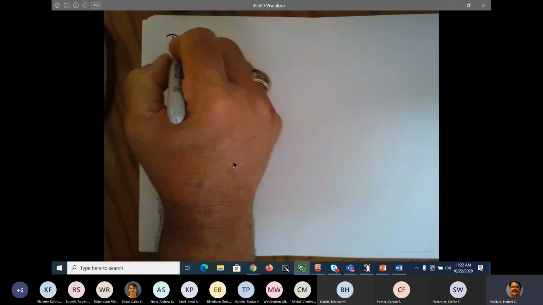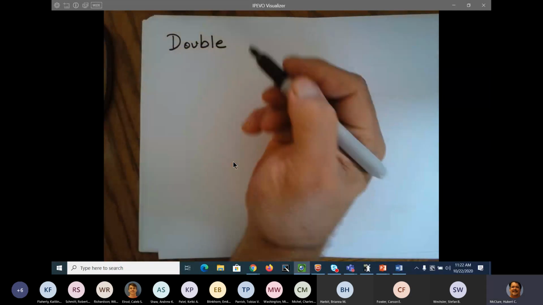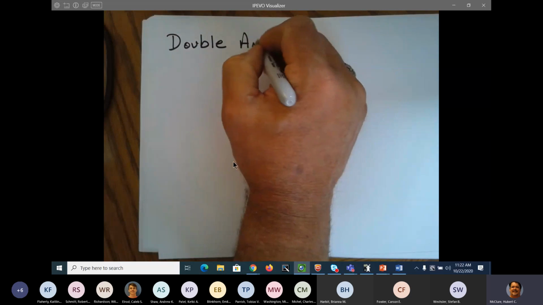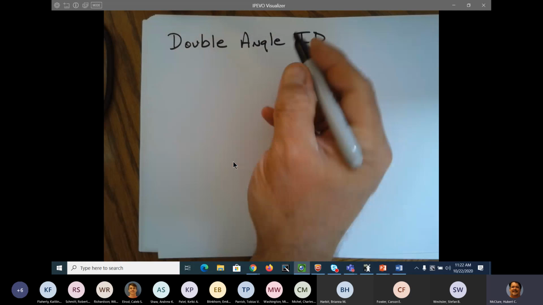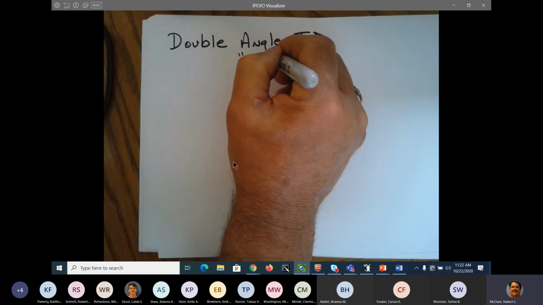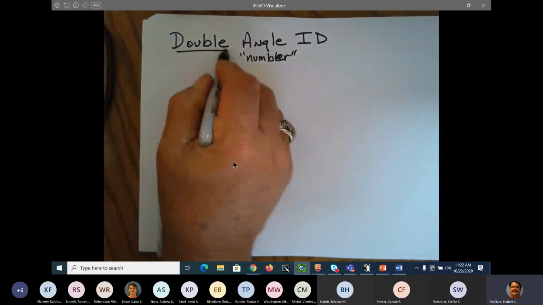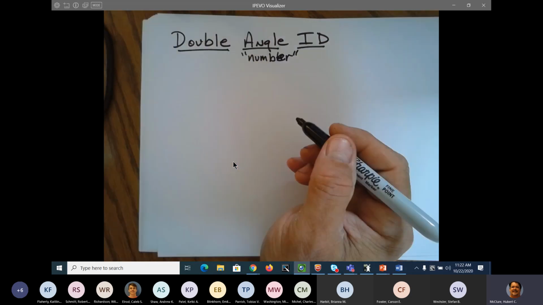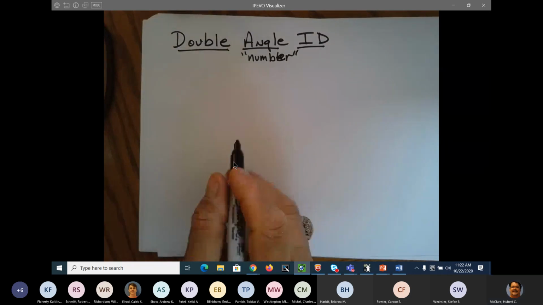Double angle identities. Sometimes they're called double number identities, but most of the time they're called double angle. I'm going to put number under here because sometimes they're called double number identities. The double number identities are as follows, and these are plug and chugs. So these are not like you have to think a lot, you have to think a little bit and plug and chug.